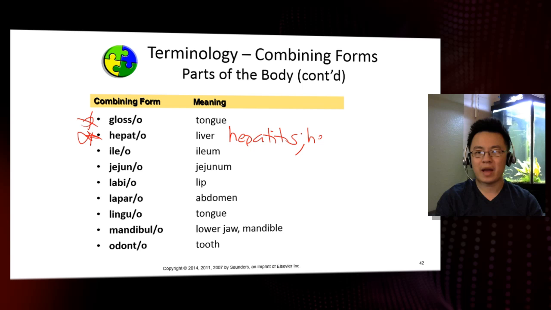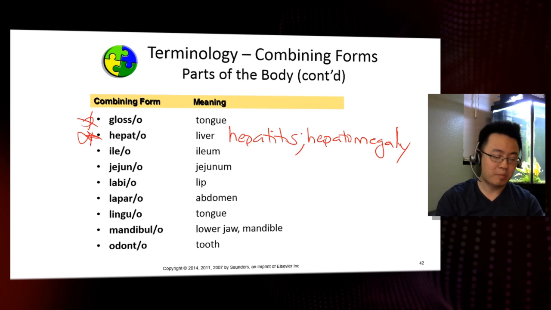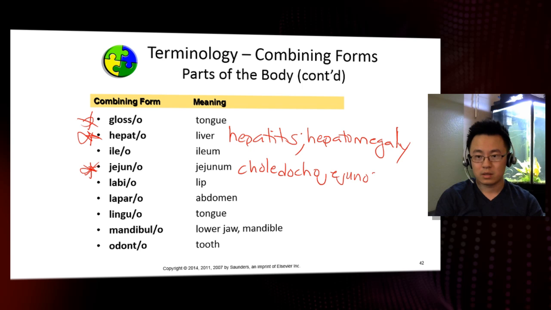There's also another one here, hepatomegaly. Wow, that's a mouthful. Hepatomegaly, what does this mean? It means enlargement of the liver. Another combining form is jejuno, which means jejunum, and you might want to know this term. This is a very long term. Choledochojejunostomy. What a mouthful. Choledochojejunostomy means a new opening between the common bile duct and the jejunum.